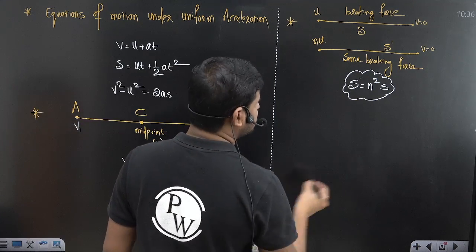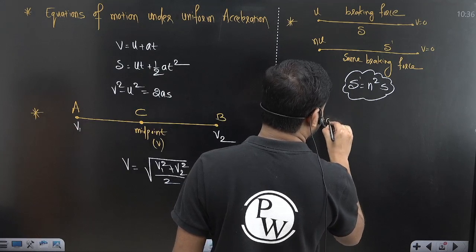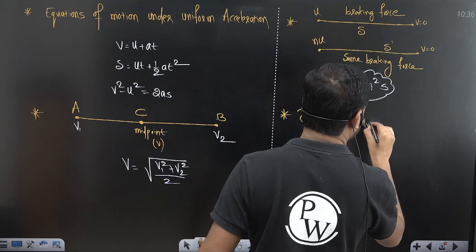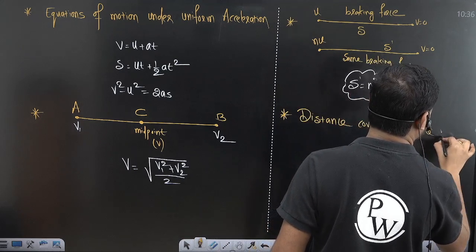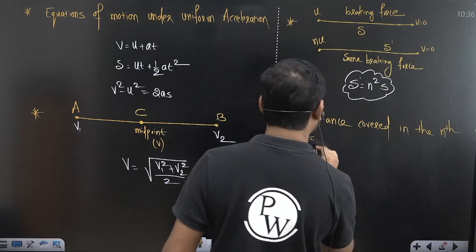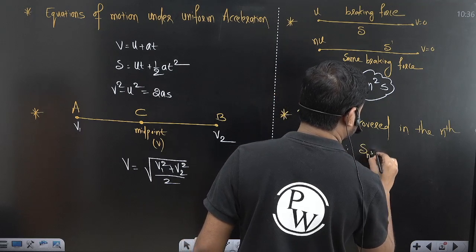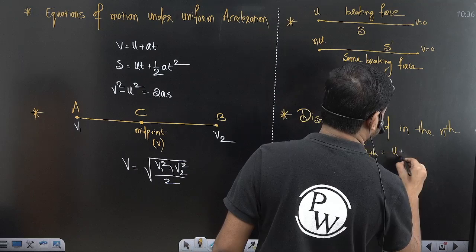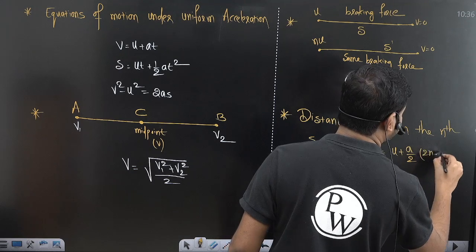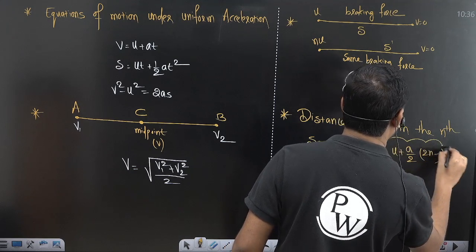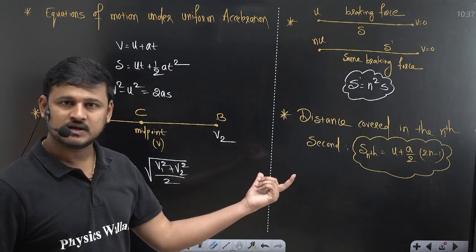And then later we also covered the distance covered in the nth second. What's the distance covered in nth second formula? So s nth is equal to u plus a by 2 into (2n minus 1). Yes or no? Clear?